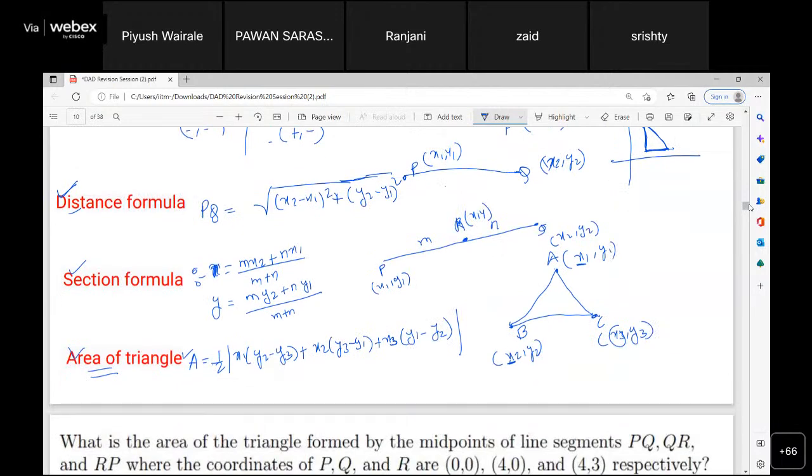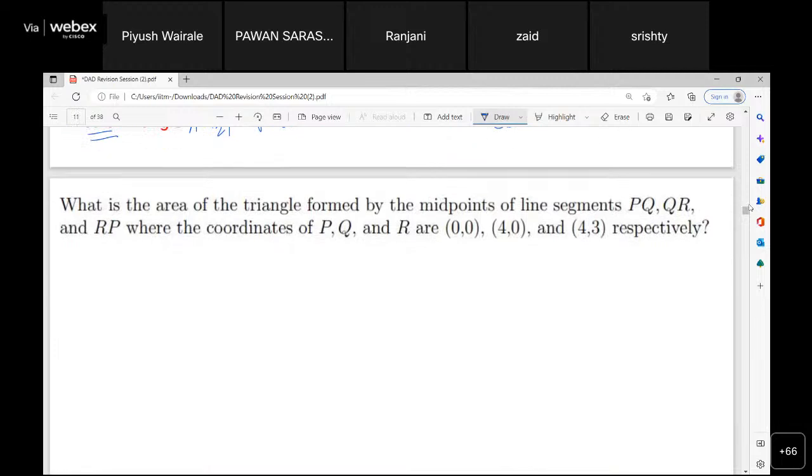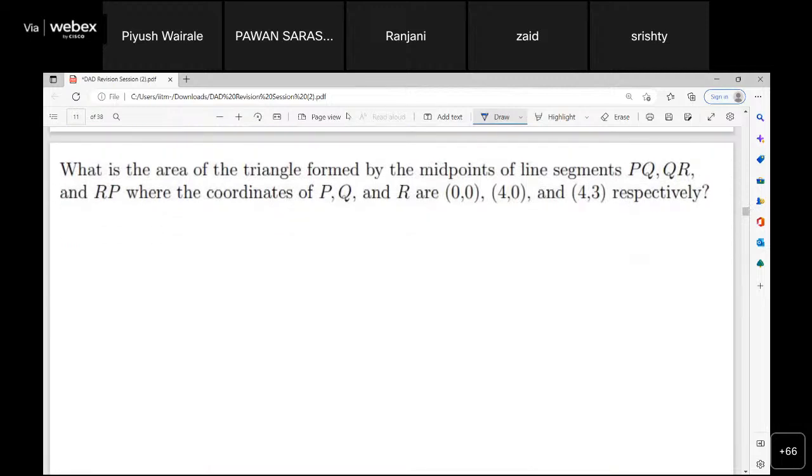So till now you understood the section formula and the area of a triangle, right? Now based on that, let us discuss this question. What will be the area of the triangle formed by the midpoints of the line segments PQ, QR and RP, where the coordinates of P, Q, R are as given, respectively?